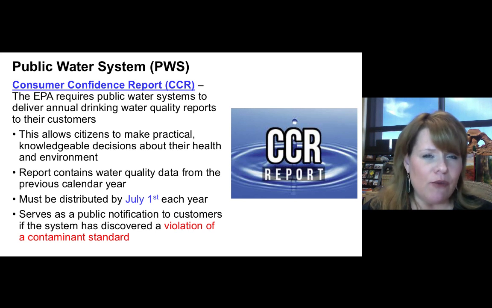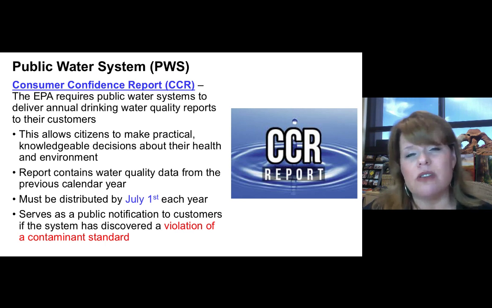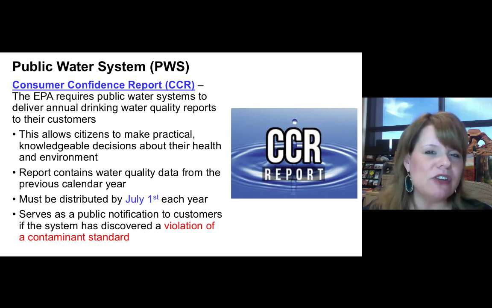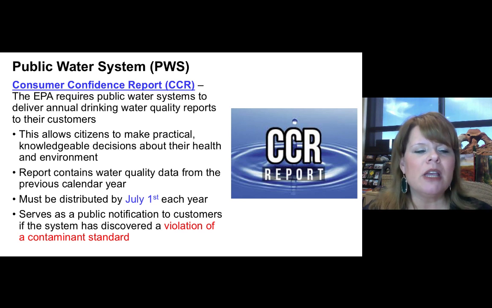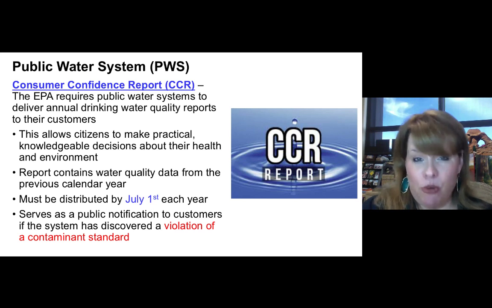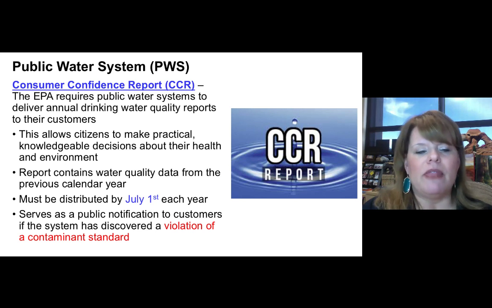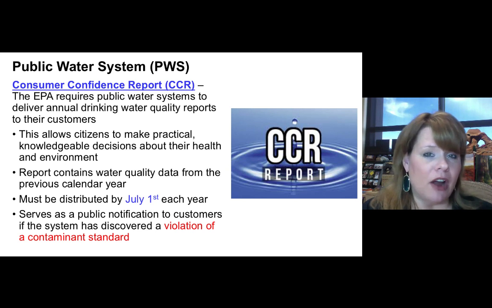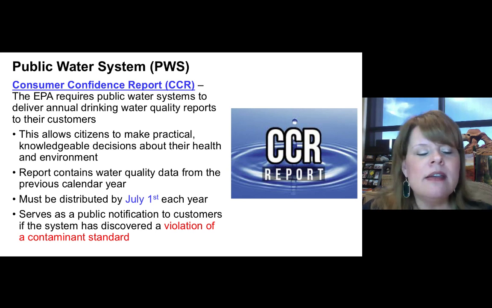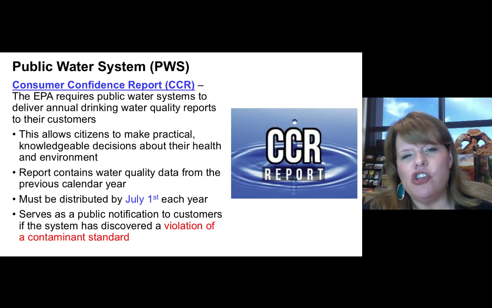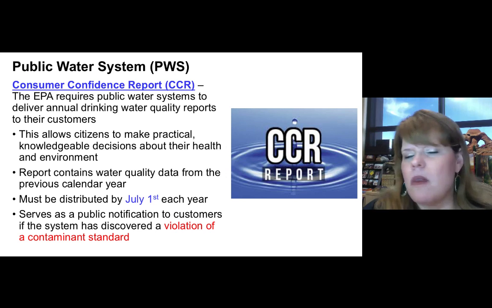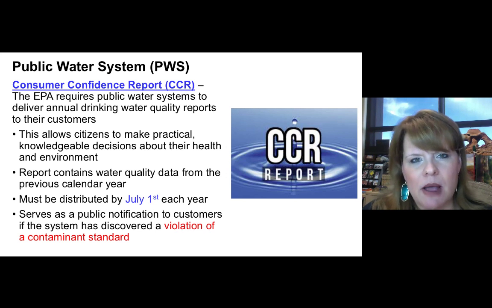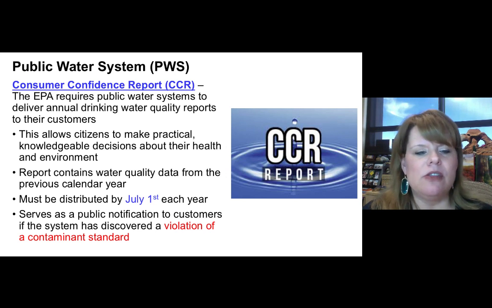EPA requires that every public water system deliver an annual water quality report to their customers. You may not have even noticed it, but it probably came in your water bill. This allows citizens to make practical, knowledgeable decisions about the health and environment of the water that they drink. This report contains water quality data from the previous calendar year for the drinking water, not wastewater. We're only worried about drinking water, where people are going to put it in their mouth.